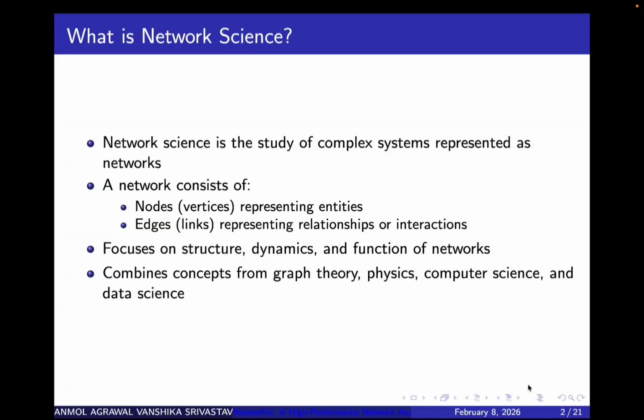Examples include social media networks, internet and communication networks, biological and brain networks. Network science focuses on understanding the structure of networks, their behavior and dynamics, and how information or influence flows through them. It combines ideas from graph theory, computer science, physics, and data science.